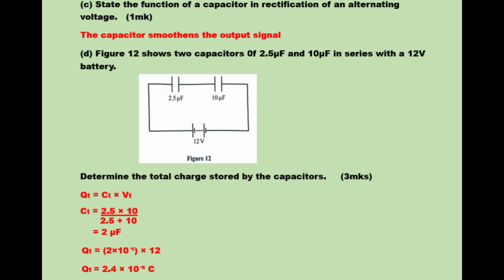Remember, micro is a number. You must work out the numbers well. Micro is 10 power negative 6. So 2 times 10 raised to negative 6 times the total voltage, which is the voltage across the battery, 12 volt. When you multiply, you get 2.4 times 10 raised to power negative 5 coulomb. That is the total charge.